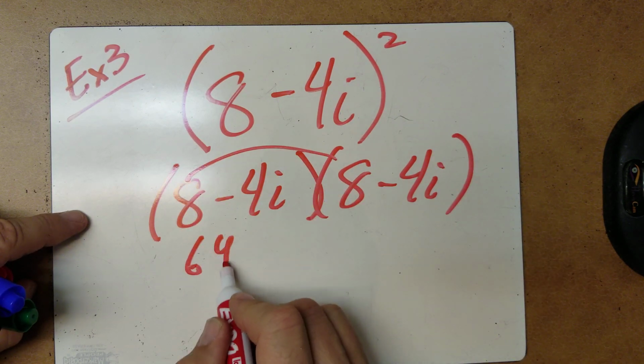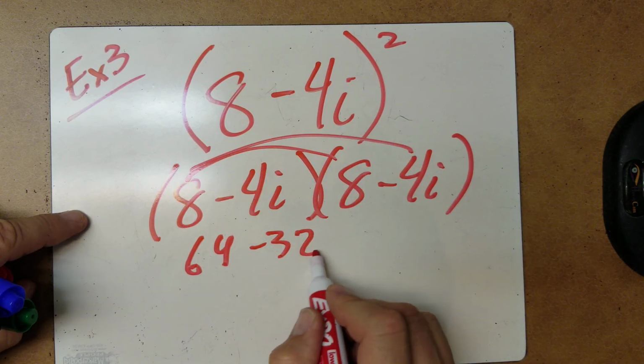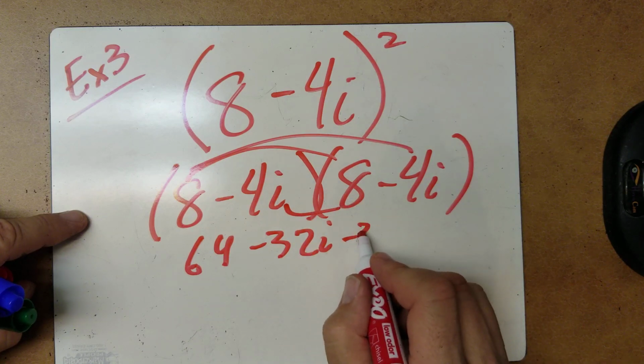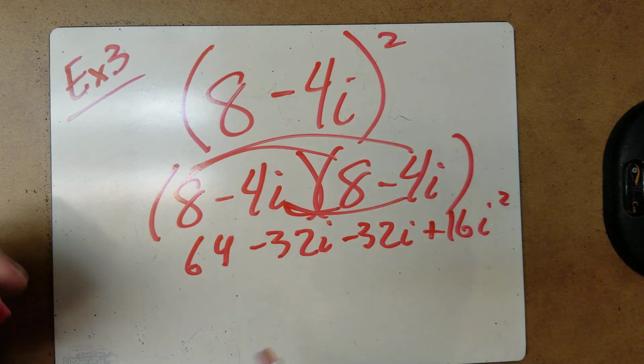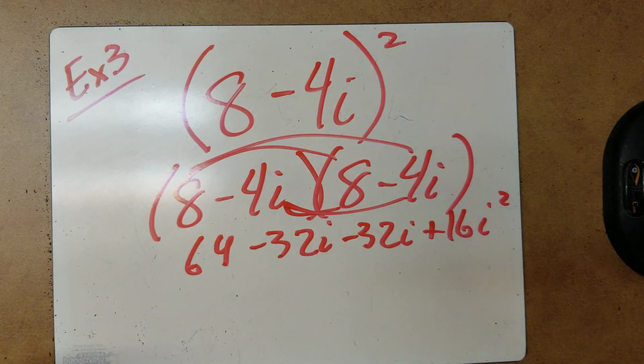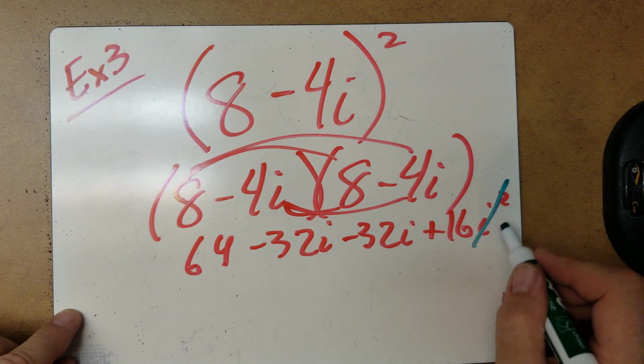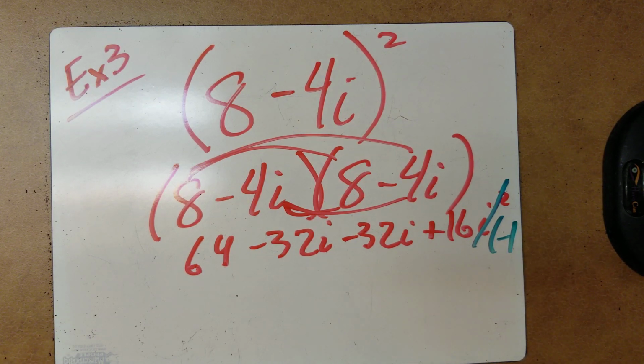That's going to be 64. That's going to be -32i. This is going to be -32i. This is going to be positive 16i squared. Did you hear me say i squared? Because you know what that means. That is a -1. I know that for sure.